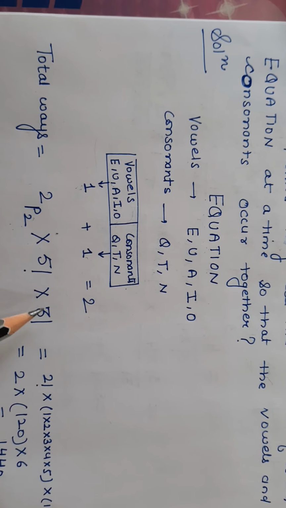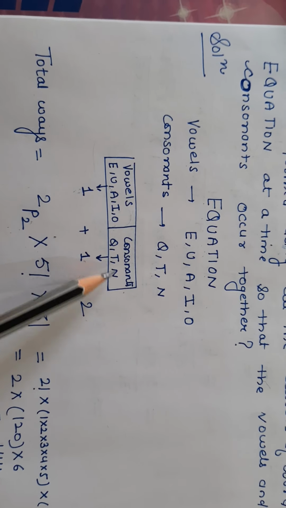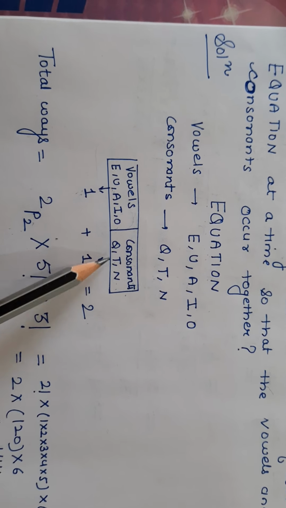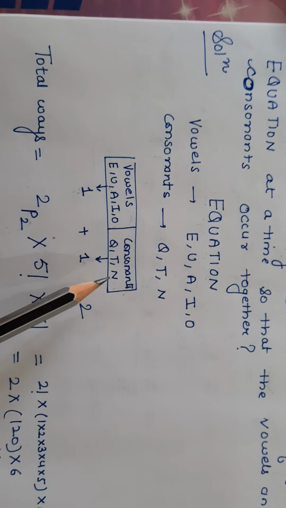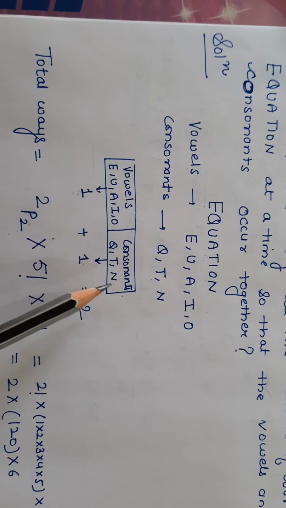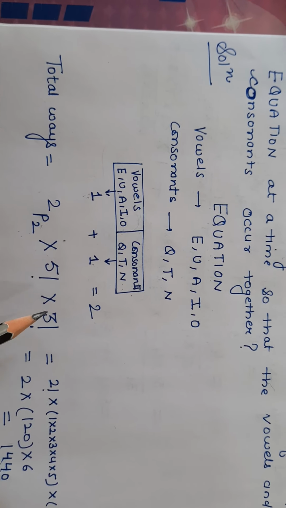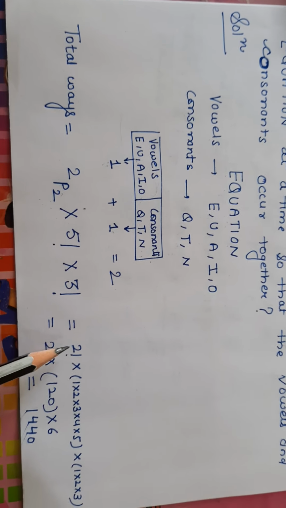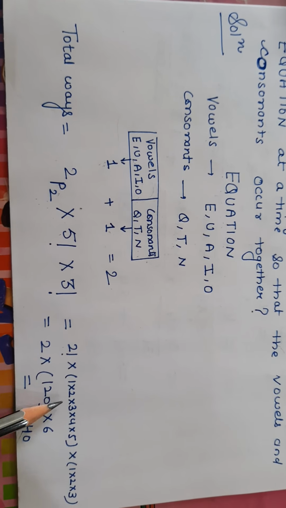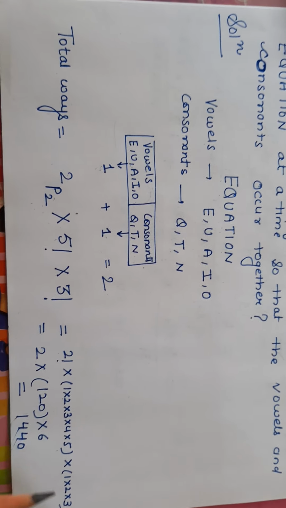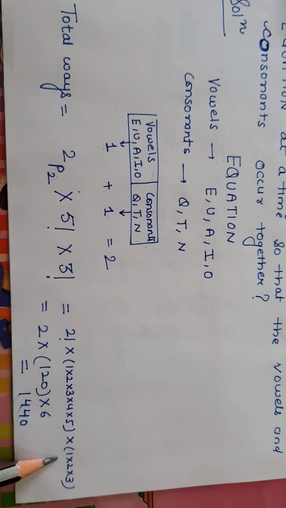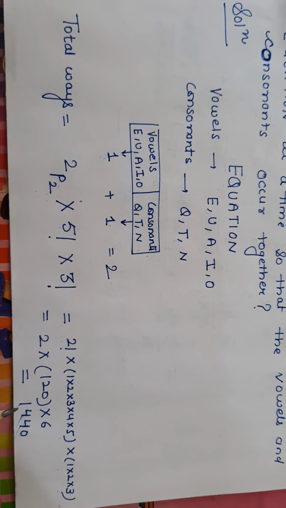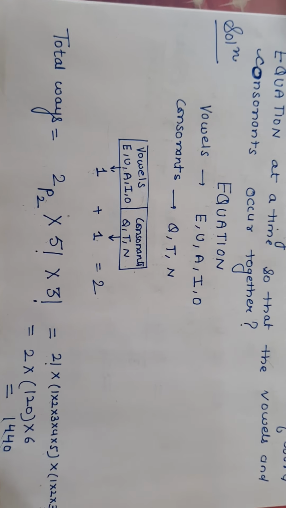And means multiplication. Whenever these 3 consonants change their position, you are going to have a new arrangement. So they can be arranged in 3 factorial ways. 2P2 means 2 factorial. 5 factorial is the product of the first 5 natural numbers. 3 factorial is the product of the first 3 natural numbers. Multiply them, your answer is 1440.